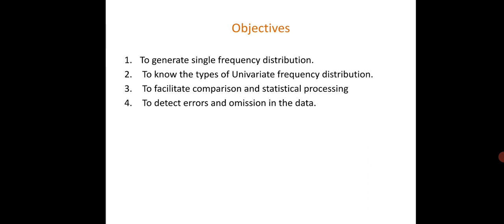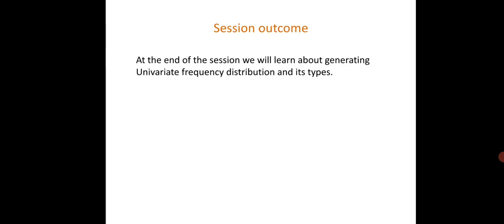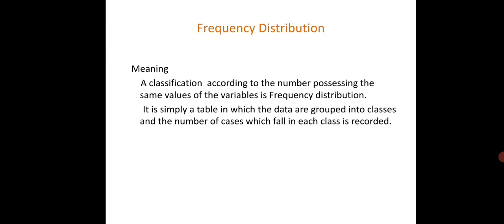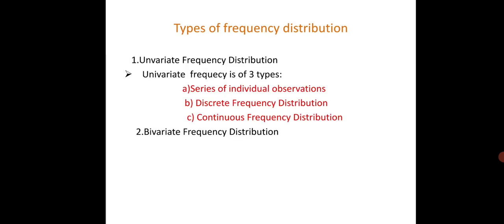distribution, to facilitate comparison and statistical processing, and to detect errors and omission in the data. So, meaning of frequency distribution: it is a classification according to the numbers possessing the same values of the variables in frequency distribution. It is simply a table in which the data are grouped into classes and the number of classes which fall in each class is recorded.